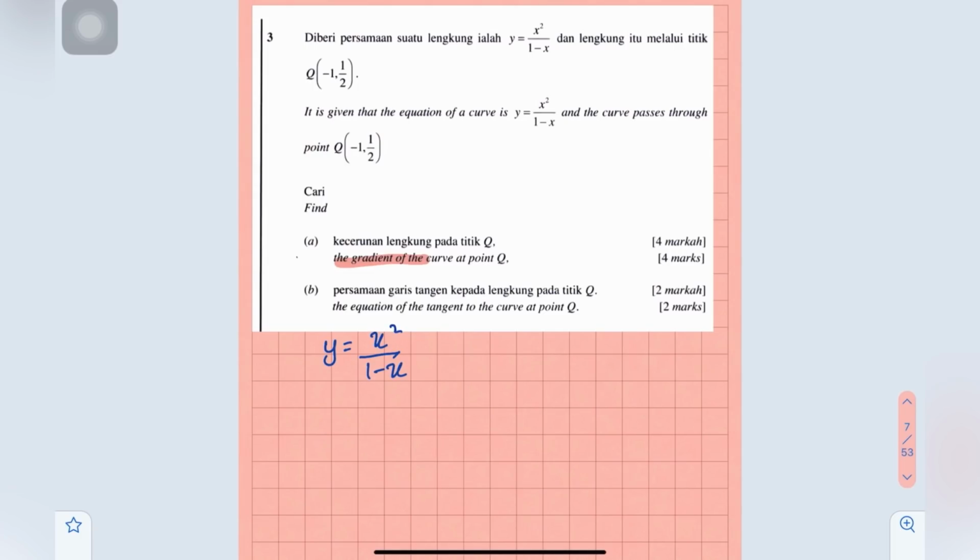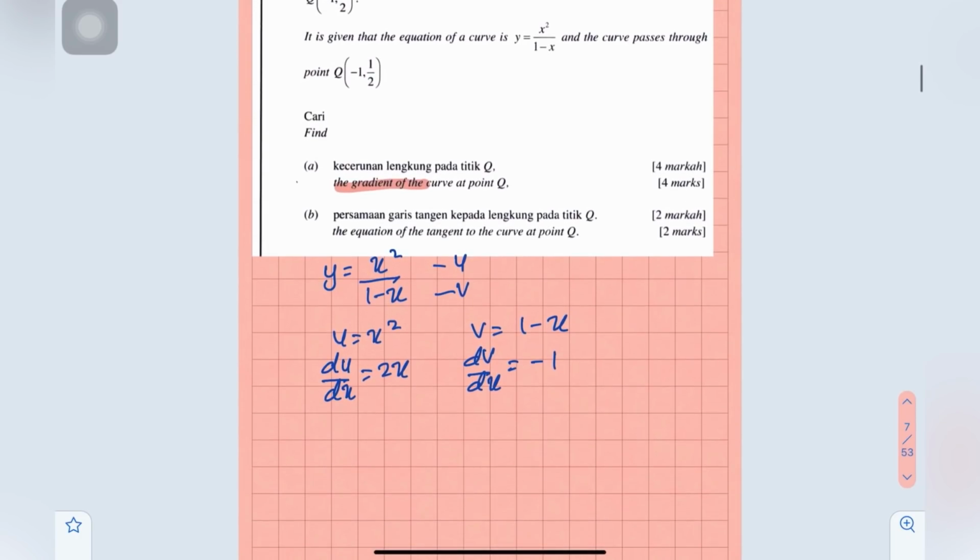This one tak ada cara lain. Kita kena guna quotient rule. Okay, this one u, this one v. So, u equals to x squared. U in terms of x, differentiate, you will get du dx equals to 2x. So, v pula 1 minus x, then dv dx equals to negative 1.